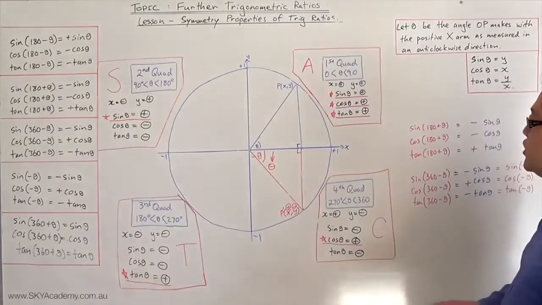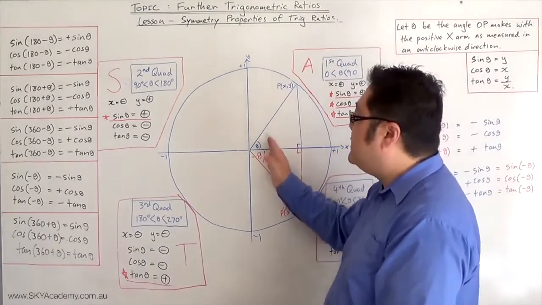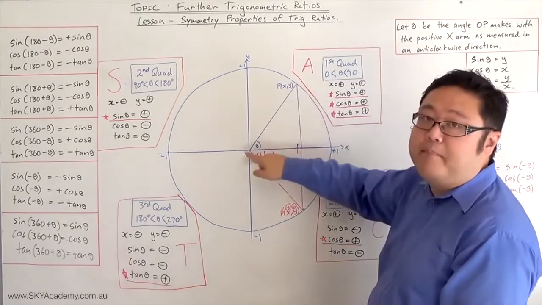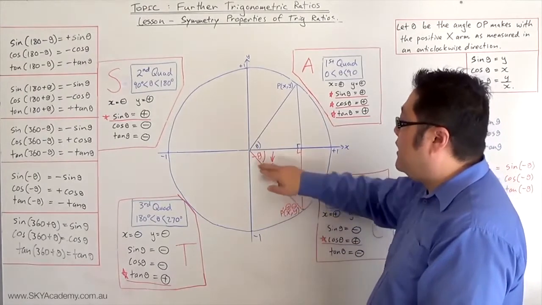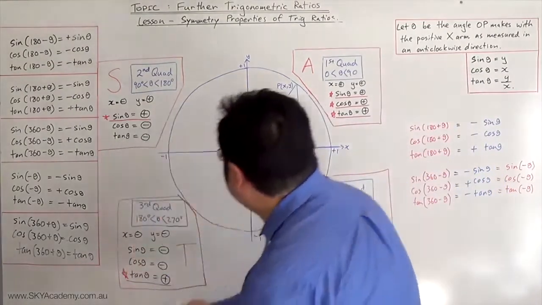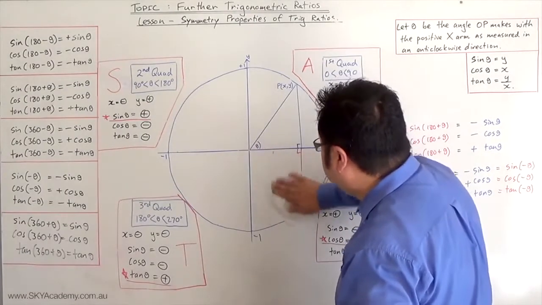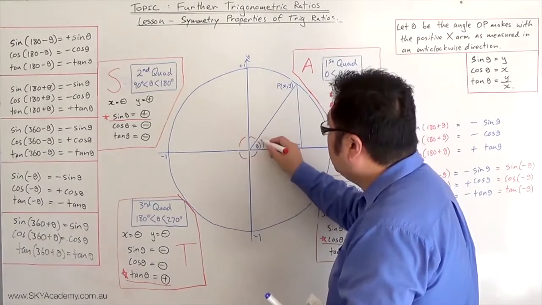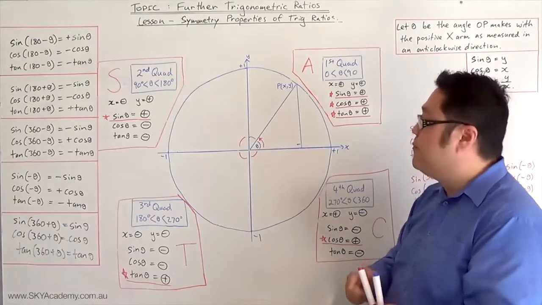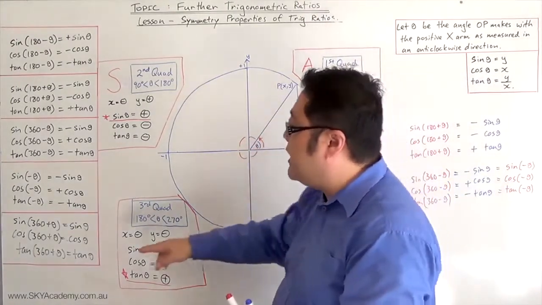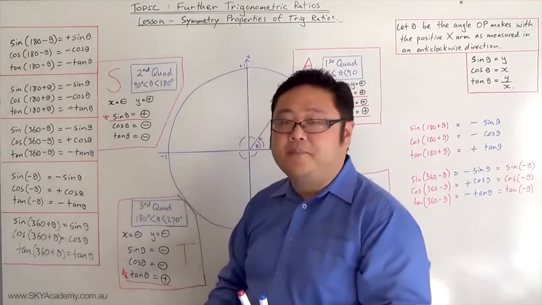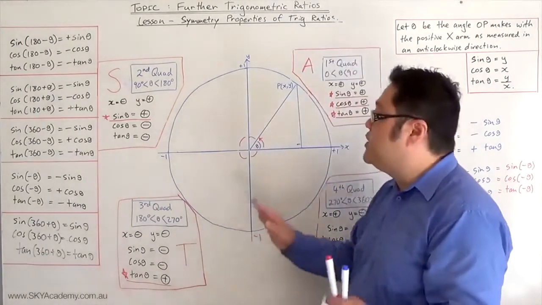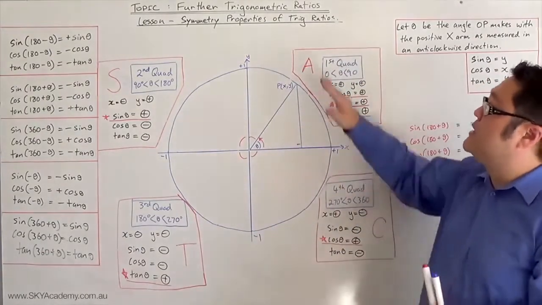The other thing I want to show you is that if you add 360 to an angle, what you're actually doing is going back to the same point P, X, Y. If you add 360 to the angle, the blue theta, you end up going all the way around and all the way back again. Does that make sense? So sine, cos and tan of 360 plus theta give you sine theta, cos theta and tan theta again. I just want you to be aware of that when we're doing the symmetry properties of trig ratios.